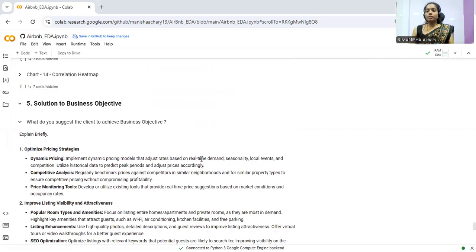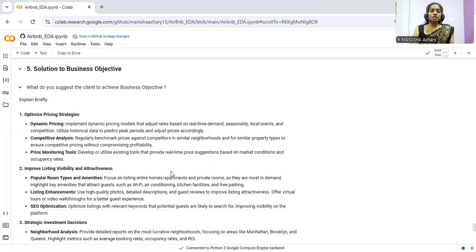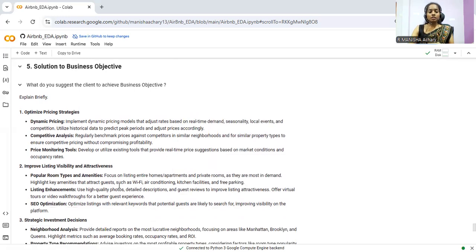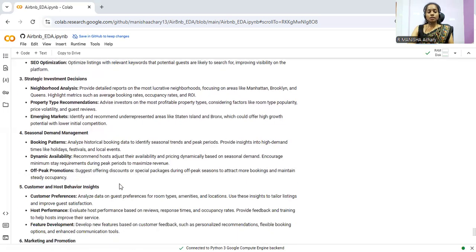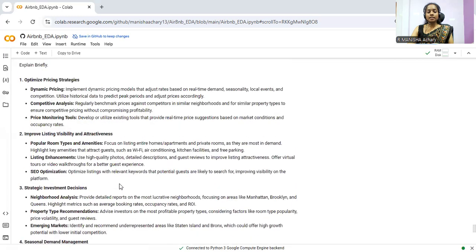So, after data visualization, the next step is the solution to the business objective. What are my suggestions to the client to achieve the business objectives? First is optimize pricing strategy. Second, improve listing visibility and attractiveness. Third is strategic investment decisions. Fourth, seasonal demand management. Fifth, customer and host behavior insights. Sixth, marketing and promotion.